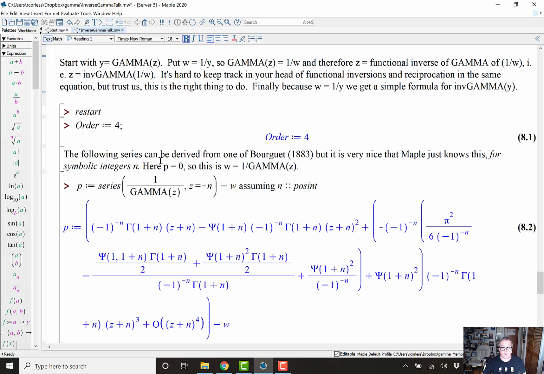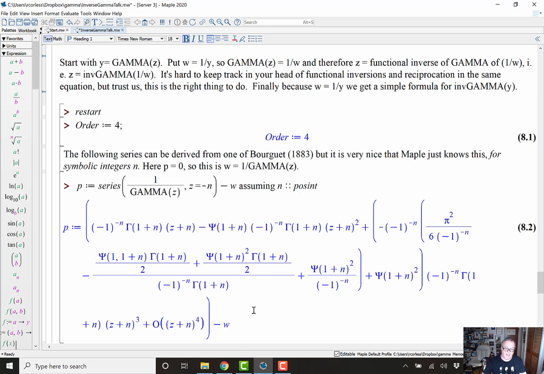What we're going to do is start with W is 1 over gamma of Z, and take the series in terms of Z near Z equals a negative integer. The reason W is 1 over gamma is because gamma of Z is 1 over W. So we put in a reciprocation in order to help things out. If we do the series near Z equals minus N, where N is assumed to be a positive integer, I think it's astounding that Maple knows the Taylor series for symbolic integers N. So this is just an amazing result that we get the series up to this order.